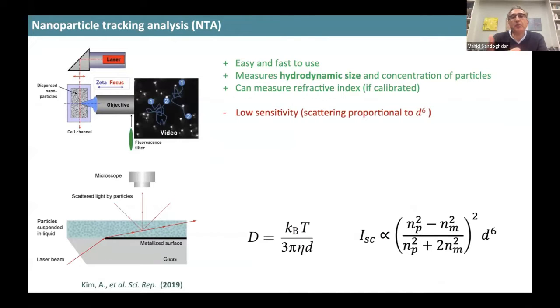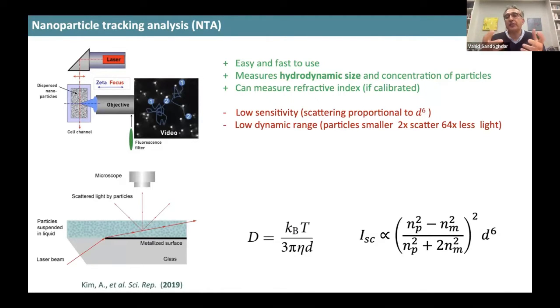But the problem with this method is that because the size of the signal depends on the sixth power of the size of the particle, there is a very big difference between smaller particles and larger particles. So the whole method is usually skewed towards larger particles because the signal from larger particles dominates. Just to get a sense of the sixth power, if you were to compare the signal from two particles that are only about twice different in size, the actual signal is about 60 times different.